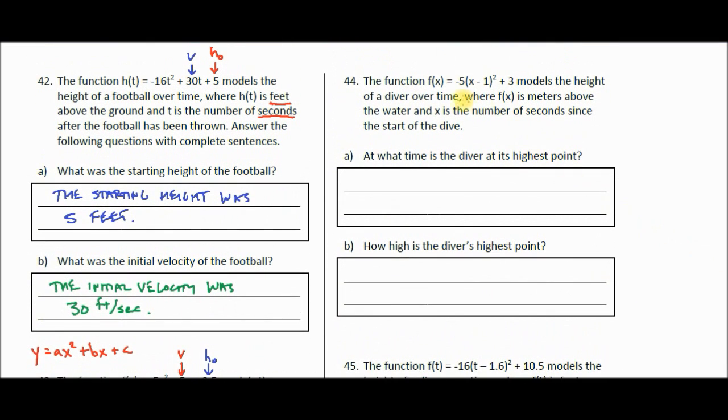44, the function, I won't even read that, models the height of a diver over time, where f of x is meters above the water and x is the number of seconds. Sounds a lot like the previous diver question, but the questions they're asking us are different. At what time is a diver at its highest point?